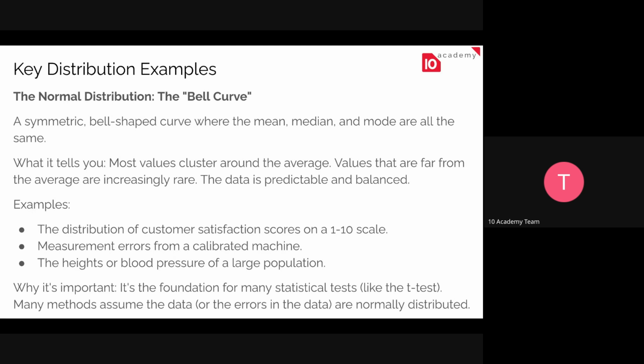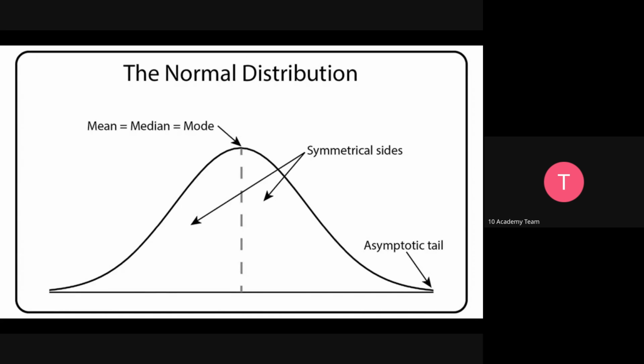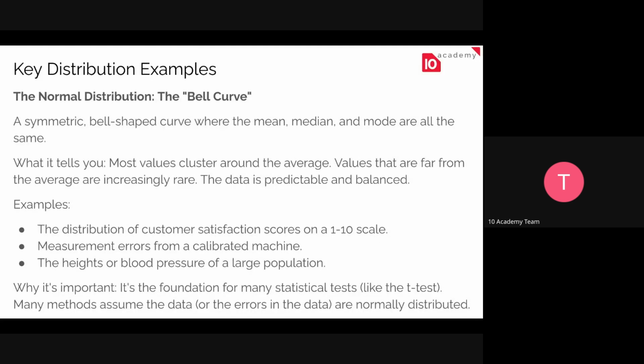So it tells us that most values are clustered around the average, or in the middle. The values that are far from the average are increasingly rare, and the data is predictable and balanced. There are a lot of examples for this one. I believe most of us have seen this kind of shaped graph. For example, the distribution of customer satisfaction on a scale from 1 to 10.